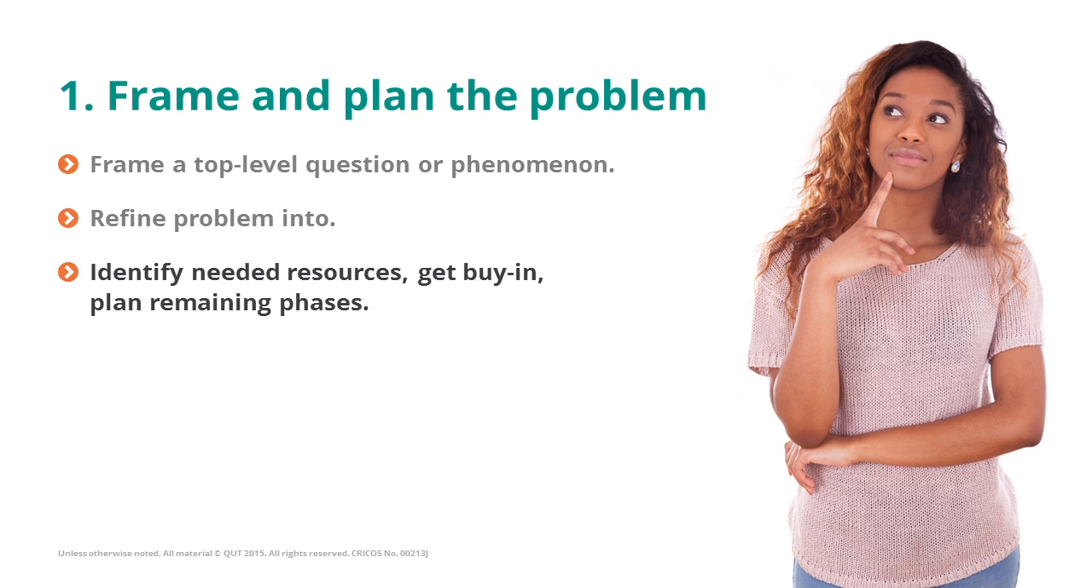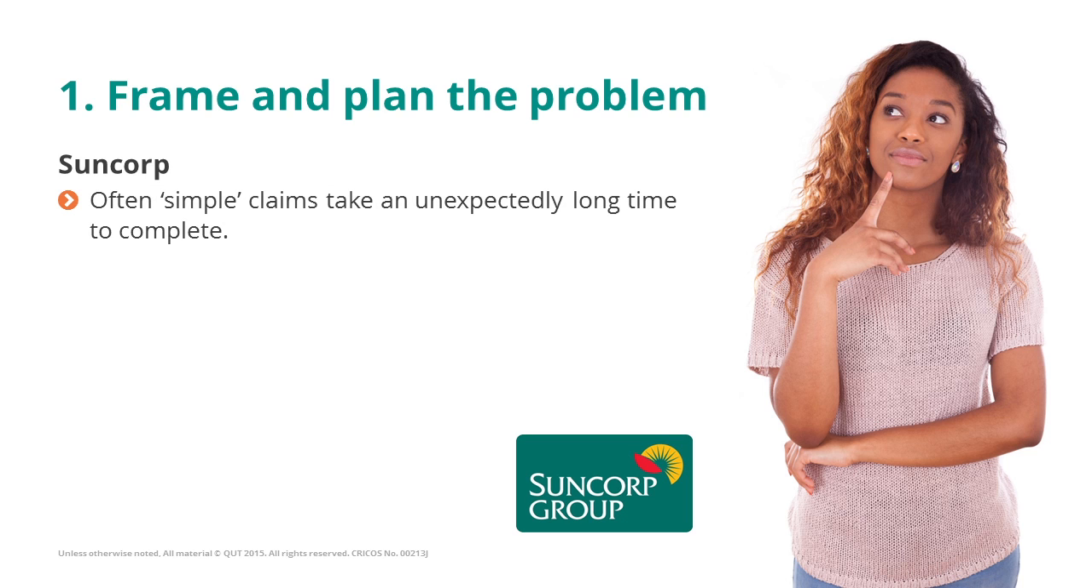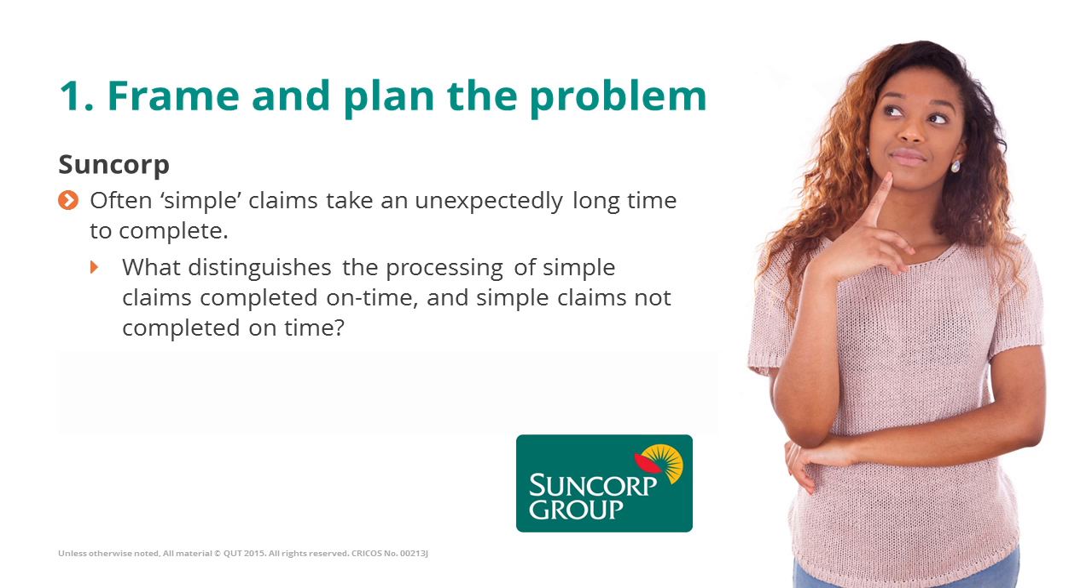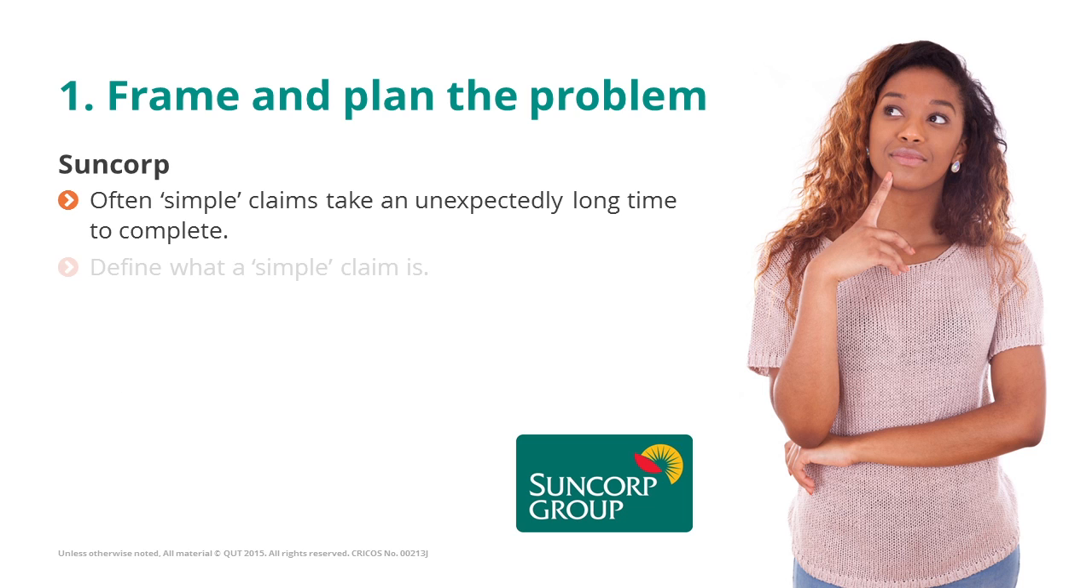phases. So, for example, in the case study with Suncorp, the high-level phenomenon was that often simple claims take unexpectedly long to complete. That leads to the following high-level questions. What distinguishes the processing of simple claims completed on time from simple claims that aren't completed on time? And what early predictors can actually be used to determine that a given simple claim will actually not be completed on time?